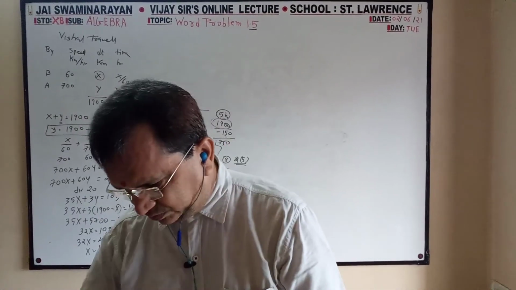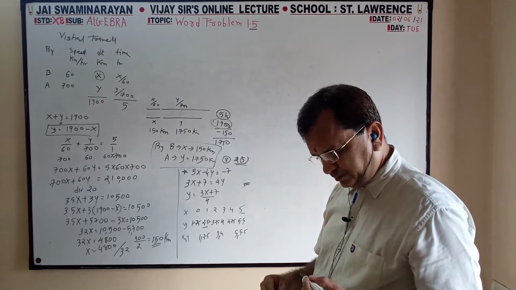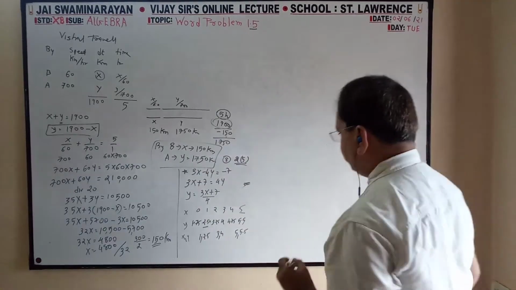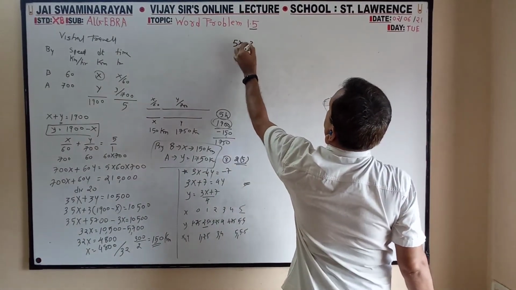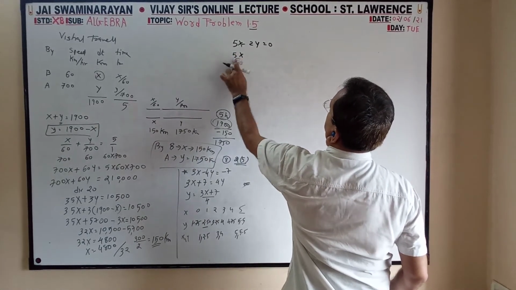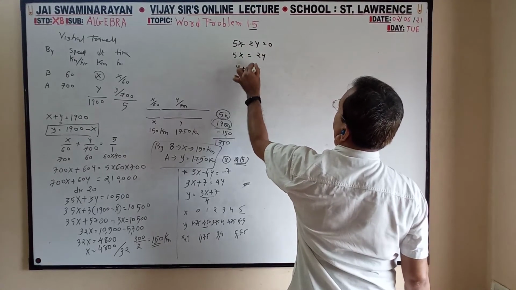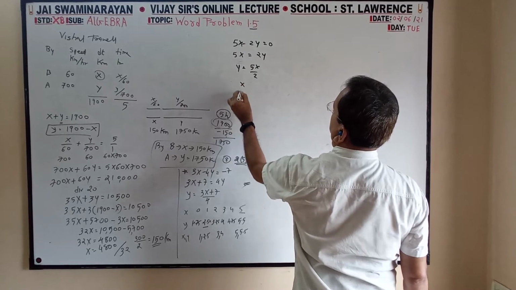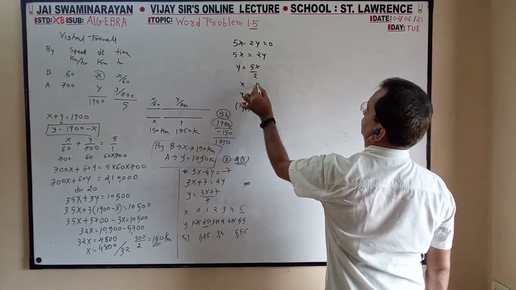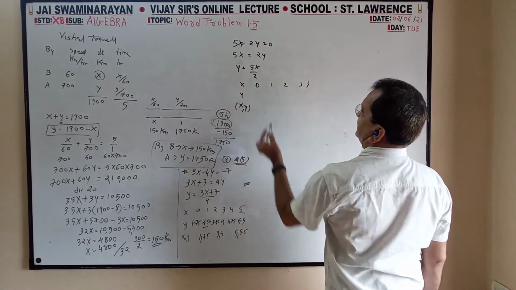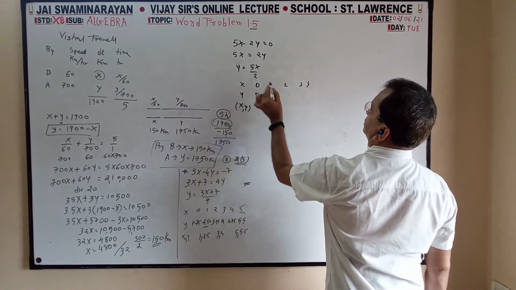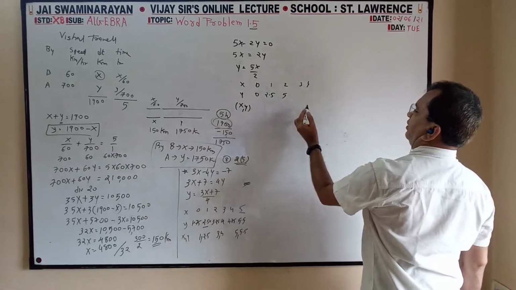Now table number 2: 5x minus 2y is equal to 0. So 5x is equal to 2y, so y is equal to 5x divided by 2. So x, y. X we will consider 0, 1, 2, 3, 4. Suppose it is 0, so y is 0. Suppose it is 1, 5 by 2 is 2.5. Suppose it is 2, the 2s cancel, so 5. So 2.5 is the increase.